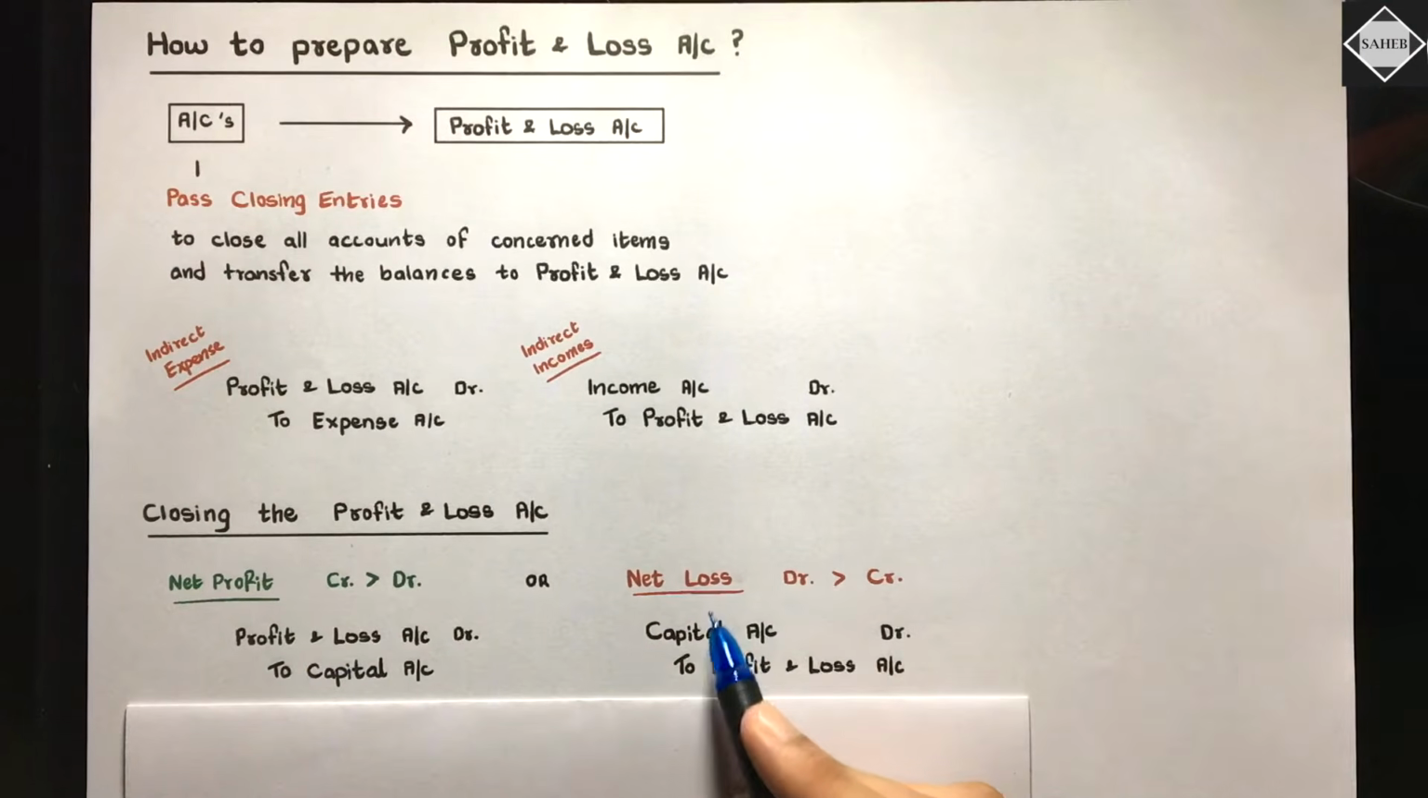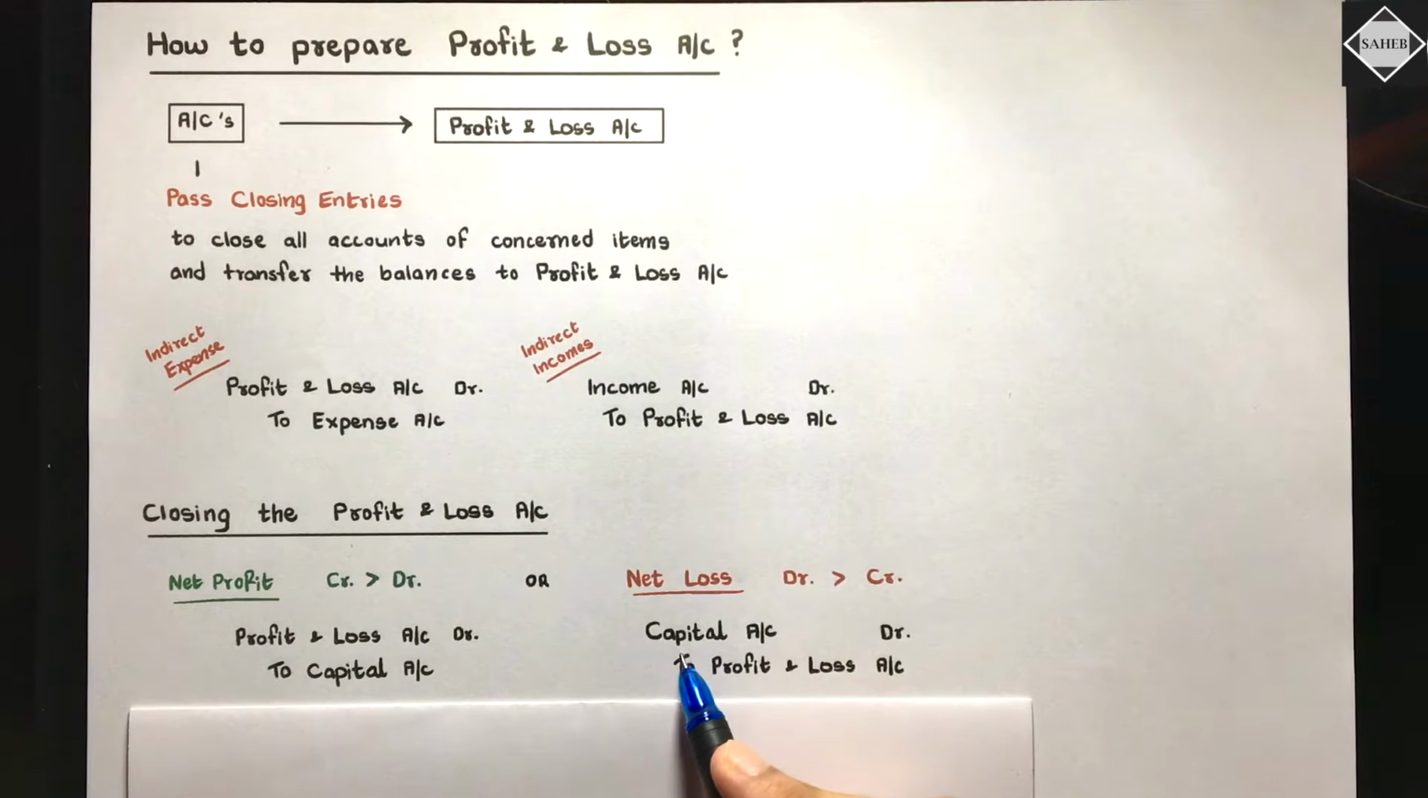But if you have a net loss, then you have to subtract from the capital, right? So how will you decrease the capital? You will debit the capital, because it has which balance? It has a credit balance. To decrease, you have to do the opposite, you have to debit. And then the opposite, credit, would be profit and loss. Is it clear? Yeah. So that's how it is.